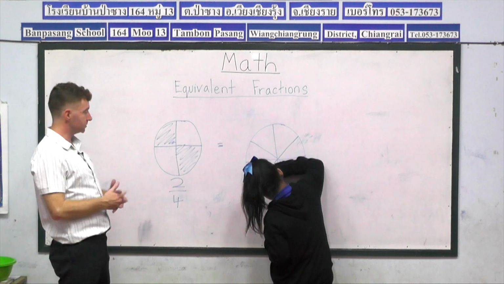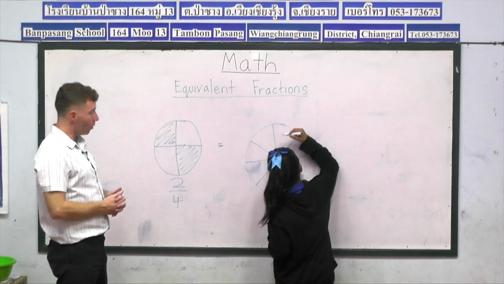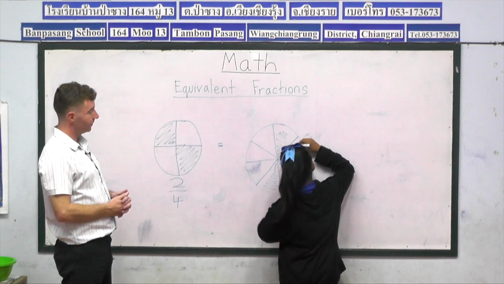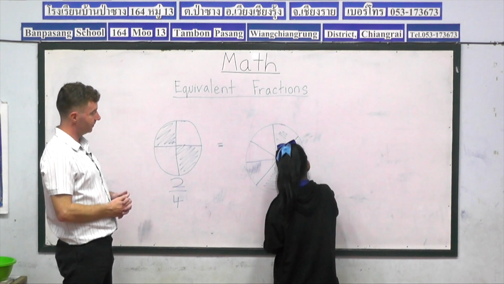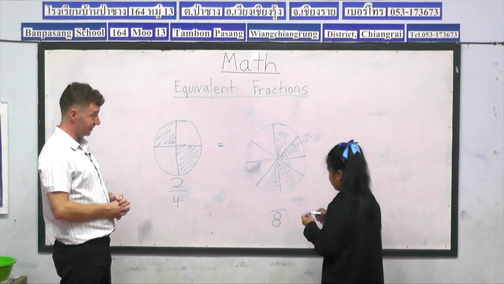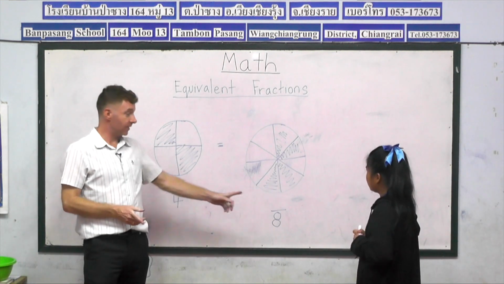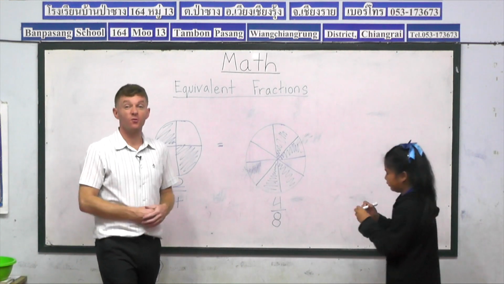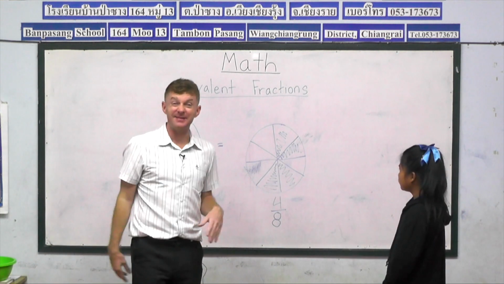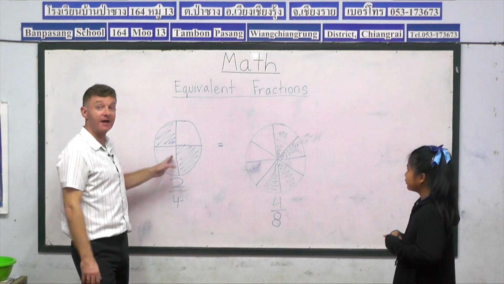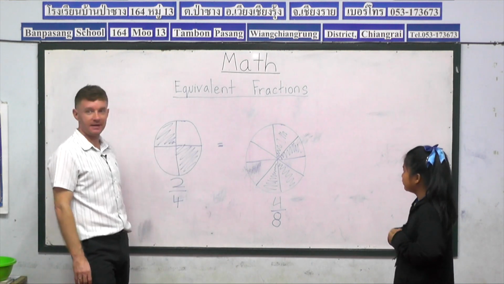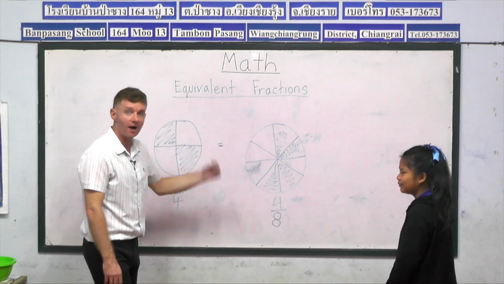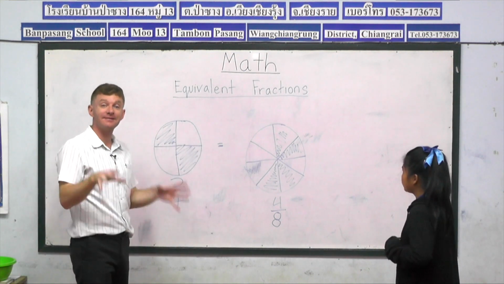How many parts? 1, 2, 3, 4. Excellent. And then you can write numerator 4. What we can do, guys, you can think of this like eating a pizza. This pizza has 4 parts. 2 have been eaten. This pizza has 8 parts. 4 have been eaten, but they're actually the same amount.